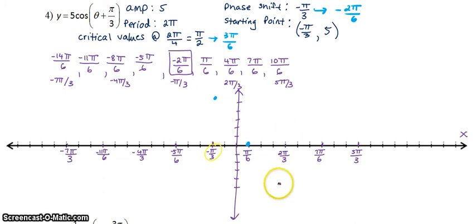And then I'm going to go down 5 and over here, and then back to 0, and then up 5 again over here. And in this case, I'm going to go backwards, so I'm going to continue just making dots at where all of my critical values are. And then I'm going to draw my curve. This is the tough part.